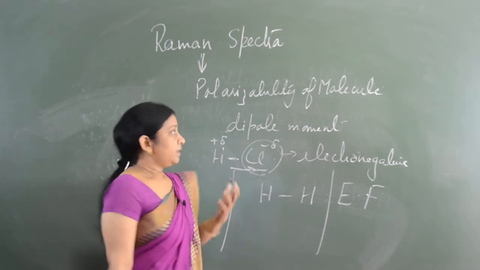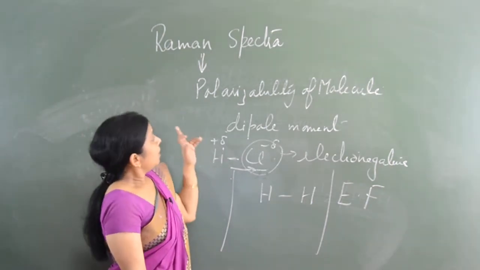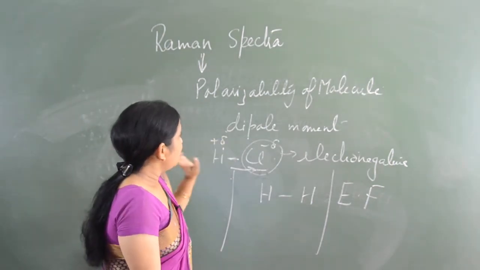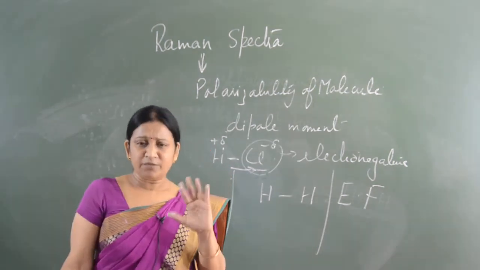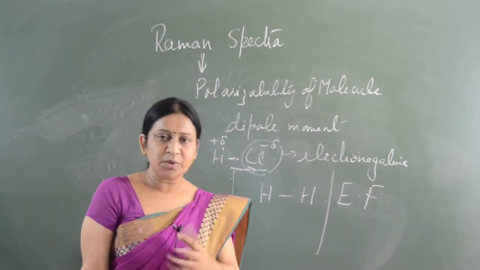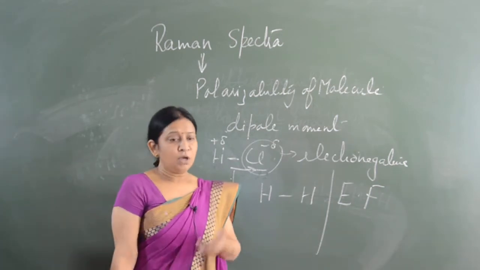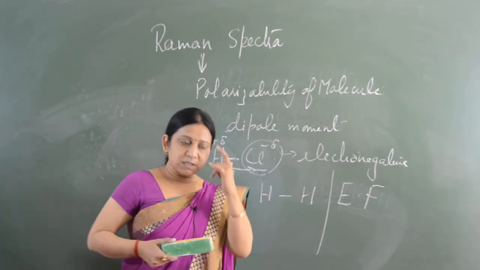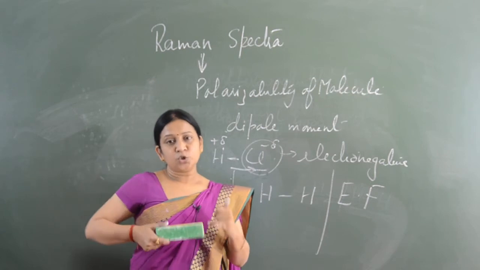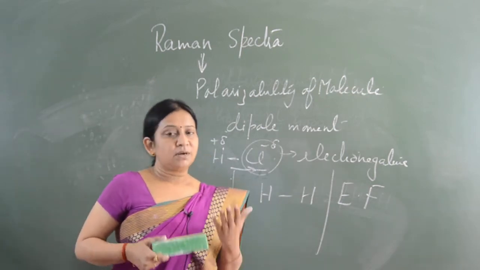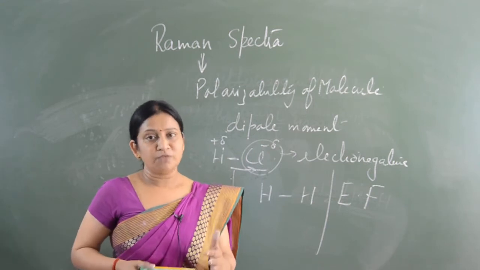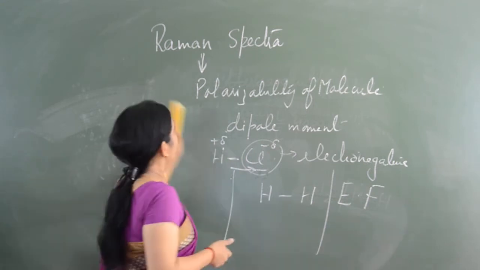Now I told you that polarizability and dipole moment are two different things, but they have some similarities also because the basis is the same. So Raman spectra is given by the molecules which can show polarizability, or polarizability of a molecule is the criteria for a molecule to give Raman spectra.